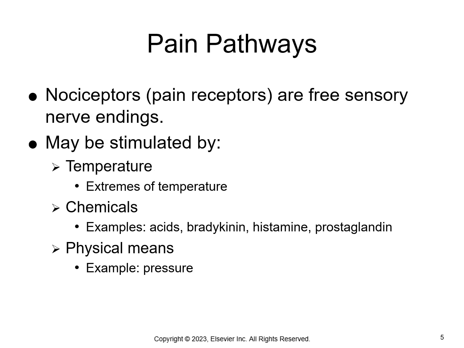Nociceptors or pain receptors are free sensory nerve endings present in the body in most tissues. These nerves can be stimulated by either thermal, chemical, or mechanical physical means. Thermal refers to extremes of temperature. Chemical can include things like acids or compounds produced in the body such as bradykinin, histamine, or prostaglandin. Mechanical or physical means could refer to pressure.